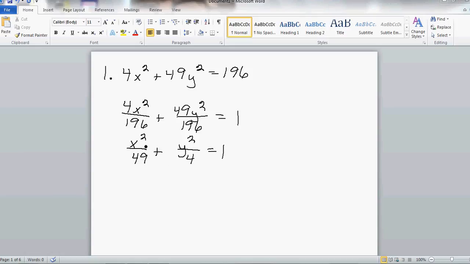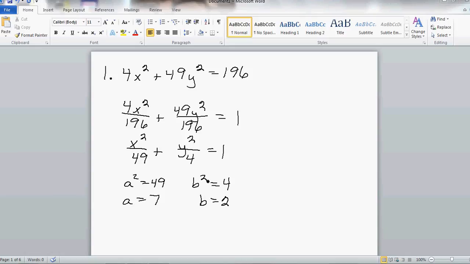First of all, we need to determine which of these two denominators is the bigger one, and in this case it's this one. The bigger number always gets the a. This is a and this is b. But actually it's not a, it's a squared. A squared equals 49 and b squared equals 4. But we want to know what a and b are. So a would equal 7 and b would equal 2.